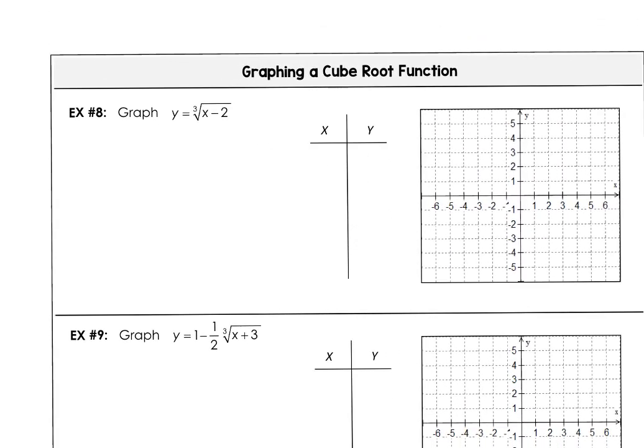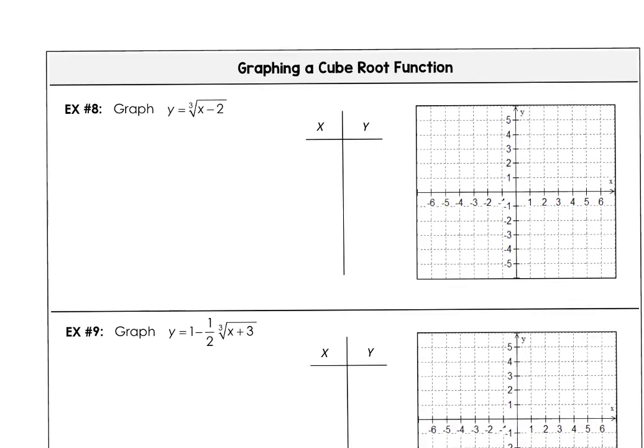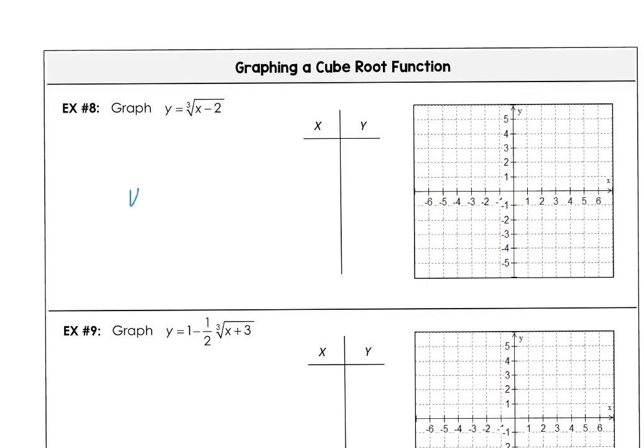In example 8, we're going to graph a cube root function. And if you know anything about the cube root function, the cube root of x, if y is just the cube root of x, that parent graph passes through 0, 0, 1, 1, and negative 1, 1, but it kind of looks a little bit like an S curve of some sort. So that's our parent function, and we're trying to graph the cube root of x minus 2.